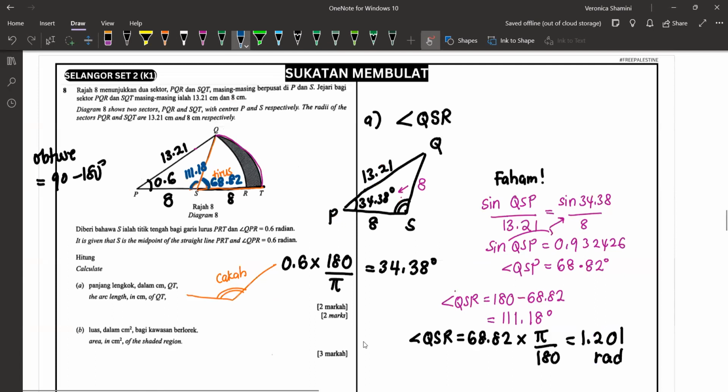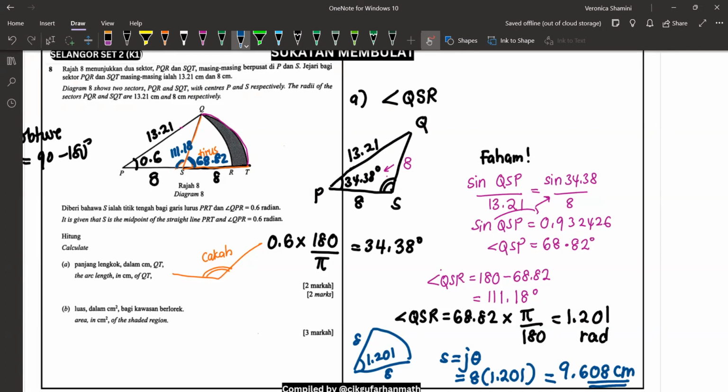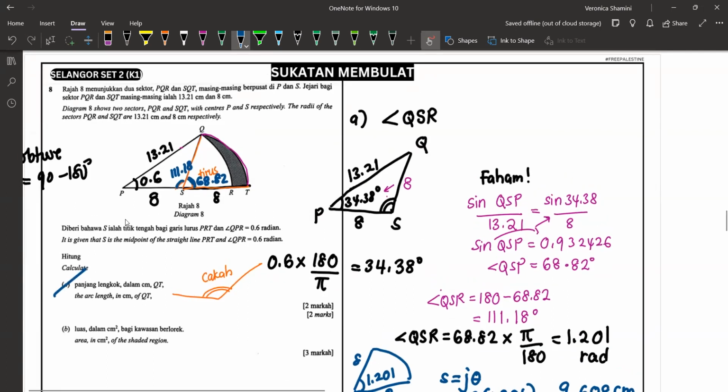Okay. So, sekarang kita nak cari panjang QT. Okay. So, now we focus on the sector. Sini 8. Here is 1.201. So, S sama dengan J theta. So, jejari is 8, 1.201. I'm getting 9.608 cm. Oh, 2 markah. Very last month. Okay, never mind.